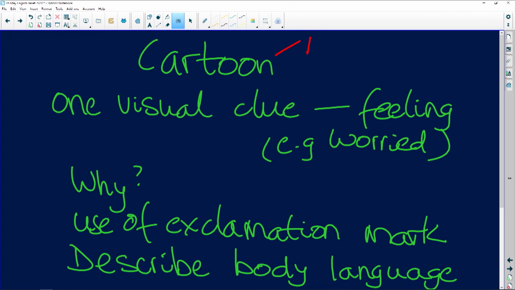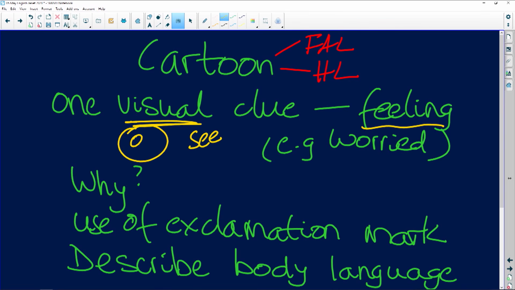Now I come back to Aubrey. Aubrey, this you sent last week, so I hope you're there. It was about the cartoon. So everybody gets a cartoon, whether you are FAL or home language. You get questions like, find a visual clue to show a feeling. So a visual clue is something that you see, something that you notice when you are looking at the cartoon. Now, to show a feeling, like worried.